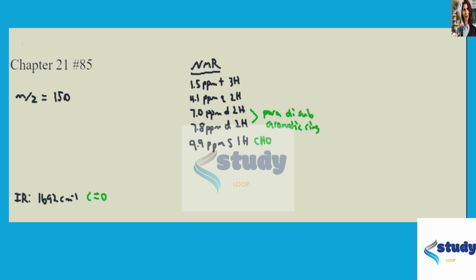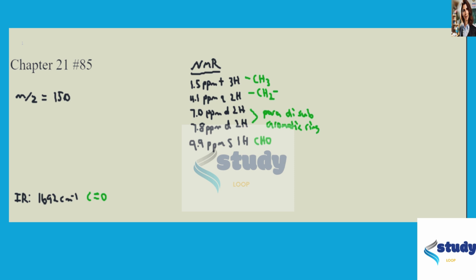Our first signal is a 1.5 ppm triplet that integrates to 3. So this is a methyl group. It's split into a triplet, so it's next to a methylene group. And our second signal, the 4.1 ppm quartet that integrates to 2, is that methylene group. We can tell that they're splitting each other because the methyl group is split into a triplet by the methylene group, and the methylene group is split into a quartet by the methyl group. And again, that's all from the N+1 rule.